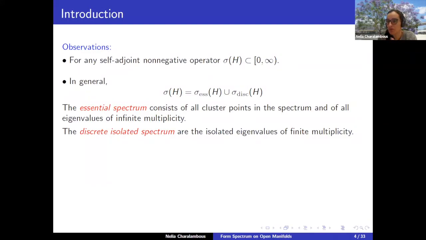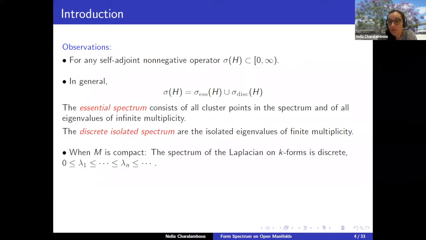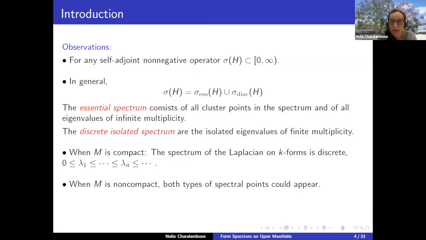Of course, we could also have embedded eigenvalues in the essential spectrum, but I'm breaking it up into these two disjoint sets for today. It's well known that if our manifold is compact, then the spectrum of the Laplacian on forms is an infinite sequence of eigenvalues which tends to infinity. And when our manifold is non-compact, then in general, we have both types of spectrum appearing.